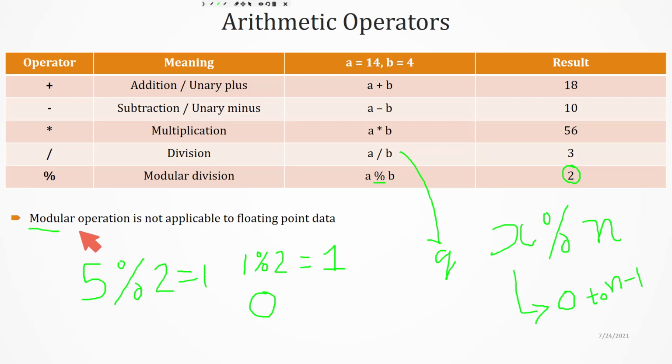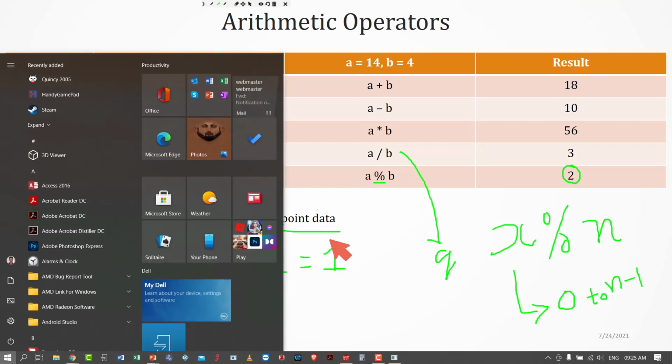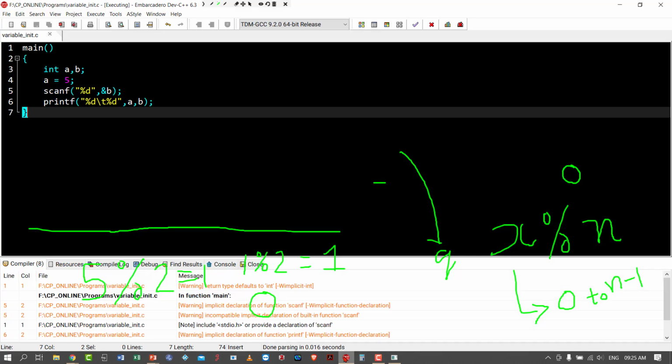One more thing, modular operation is not applicable to floating point data. So if we are using a floating point data type, that means either float or double, we can't apply modular operation. This is also an important point. The symbol for division is /. The symbol for the remainder operator or modular division is the percentage symbol. I'll try to explain these things with the help of an example.